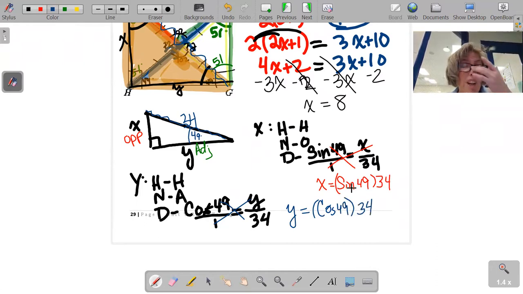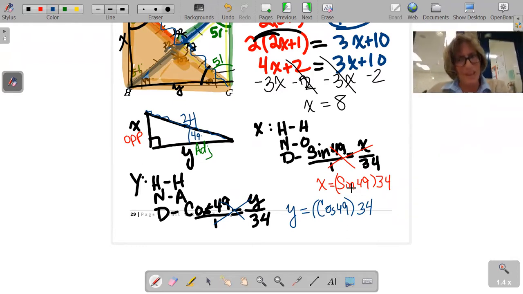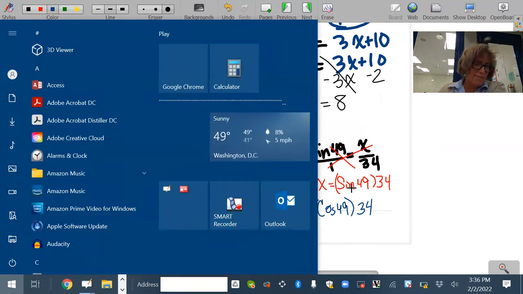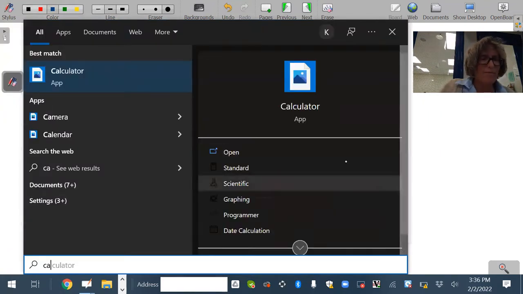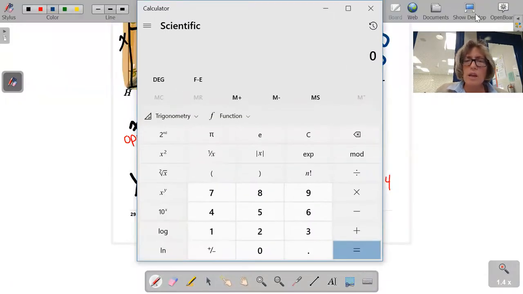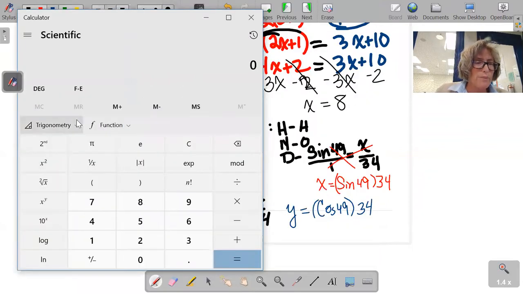You thought you were going to get away from SOHCAHTOA. You were mistaken. You thought you were going to get away from all of that right triangle stuff just because we're in the next unit. You were mistaken, my friends. So you can check your own calculator and we can double check your answers. So the first one I'm going to do is sine of 49 times 34.